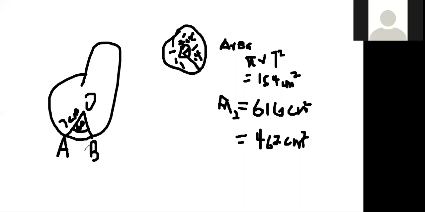So AOB. The question says we should find the area of the sector AOB, given that the angle AOB is 60 degrees and the radius of the circle is 7 cm. So you are going to use the formula for finding the area of a sector. That will be theta over 360 times pi r squared.